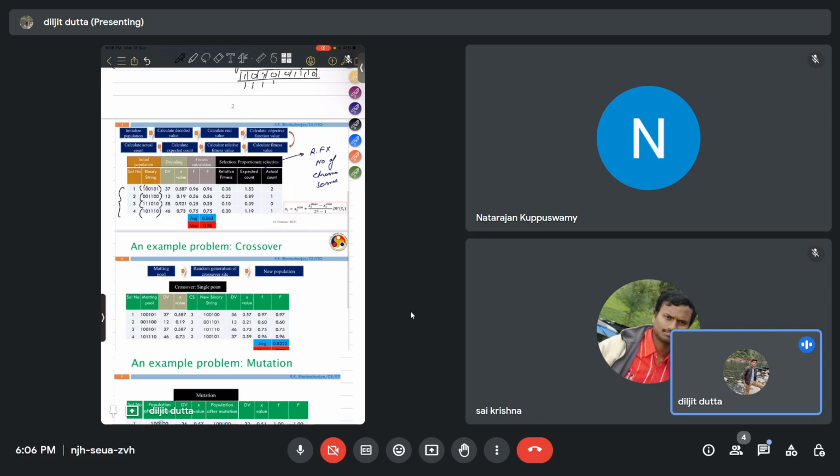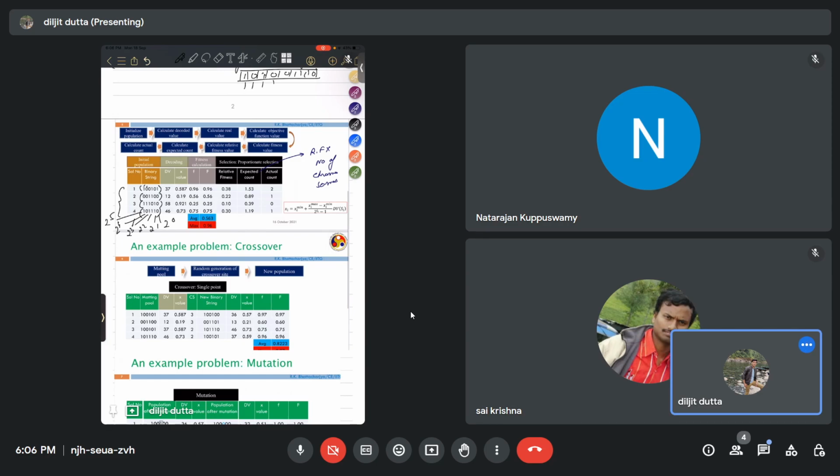Now we get the decoded value of the string. The second step is decoding the value of the string. How do we decode it? I taught you last class. We multiply each number, 0 or 1, by the corresponding power of 2. So 0 into 2 to the power 0, 1 into 2 to the power 1, 1 into 2 square, 1 into 2 cube, 0 into 2 to the power 4, and last 1 into 2 to the power 5.